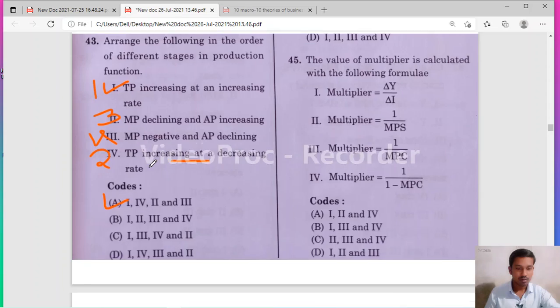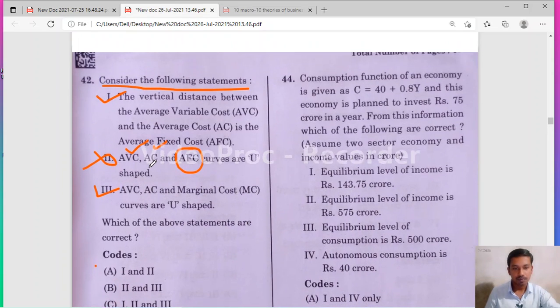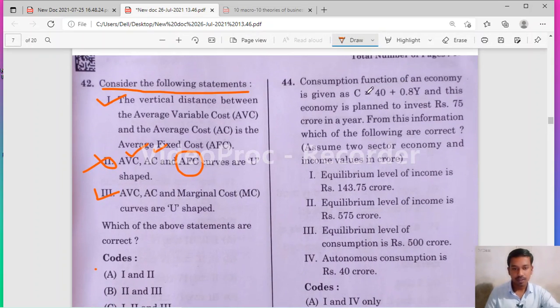Yes. Question number 44. The consumption function of an economy is given as C = 40 + 0.8y, and this economy is planned to invest rupees 75 crore in a year. From this information, which of the following are correct? Assume a two sector economy and income values in crores.